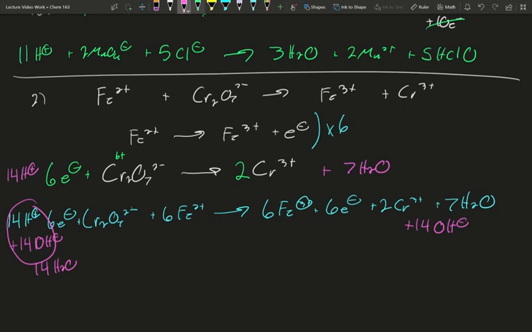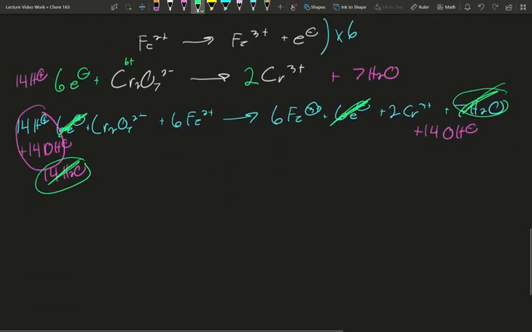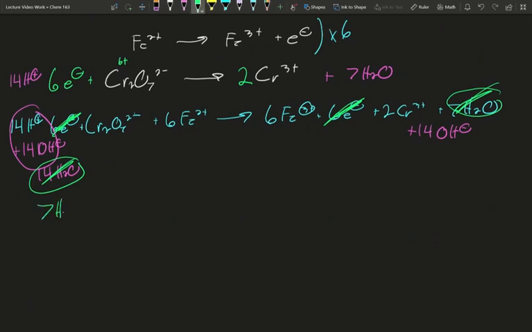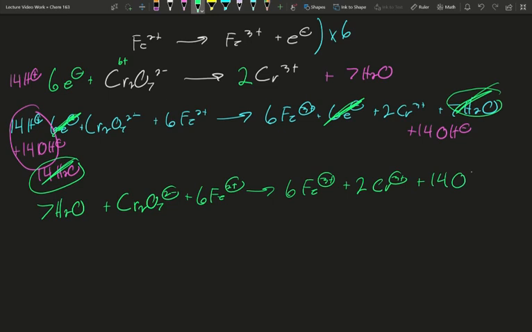Now we can start canceling things that need to cancel. 6 electrons on both sides, they'll cancel. I have 14 waters and 7 waters, so 7 of them will cancel on each side. That's going to leave us with 7 waters over on the reactants. And that's all the things that cancel. So it's 7 waters on the reactants, 1 dichromate, 6 Fe2+. We're going to go to 6 Fe3+, 2 Cr3+, and 14 hydroxides.